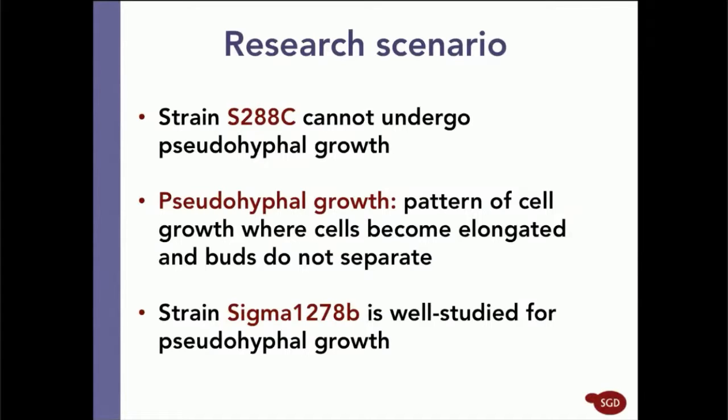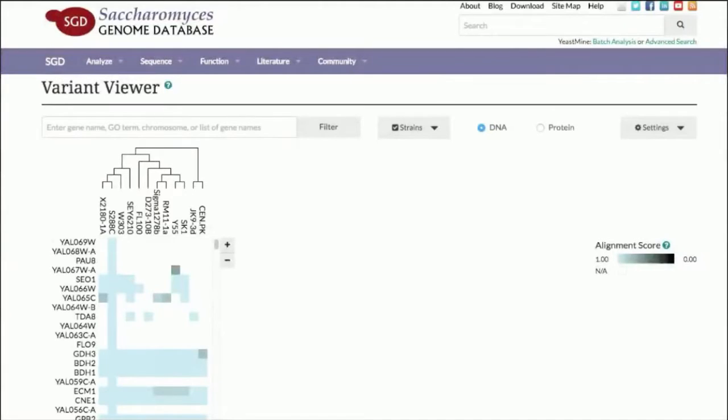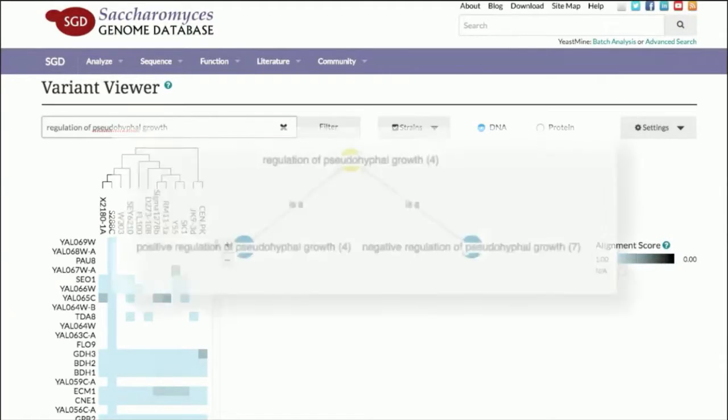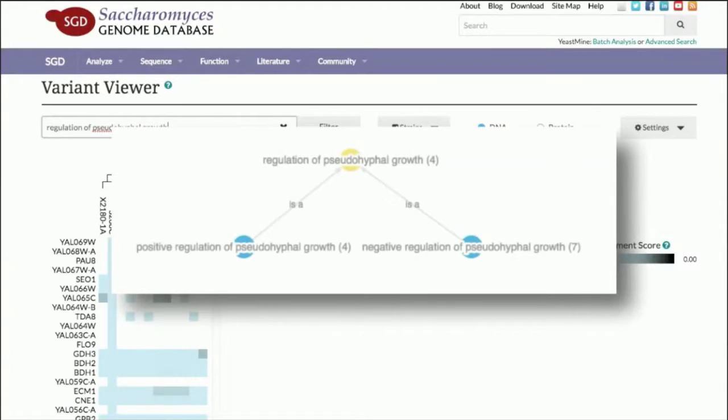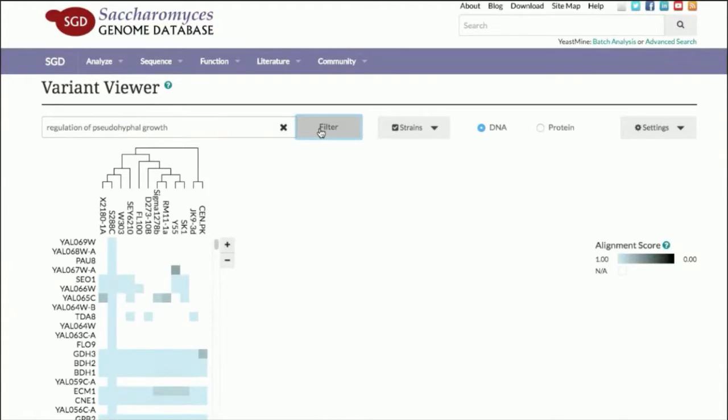A question you might ask is, what genomic differences, if any, between S288C and sigma are responsible for the variance in pseudohyphal growth? You might postulate that S288C could possess some defect in genes that regulate pseudohyphal growth. To produce all the genes related to pseudohyphal growth in Variant Viewer, simply enter the gene ontology term in the search box: regulation of pseudohyphal growth. This will produce a list of genes annotated to that gene ontology term, along with other genes that have matches to the words in my search.